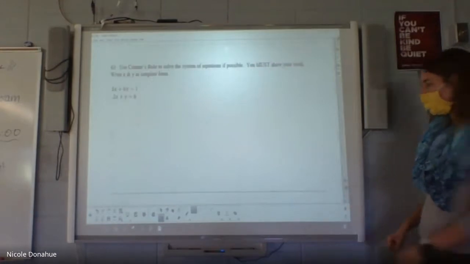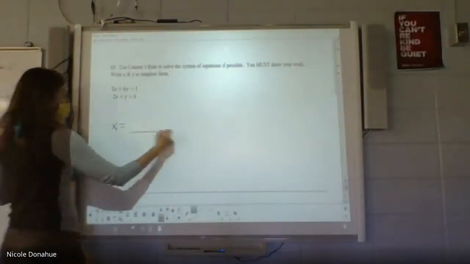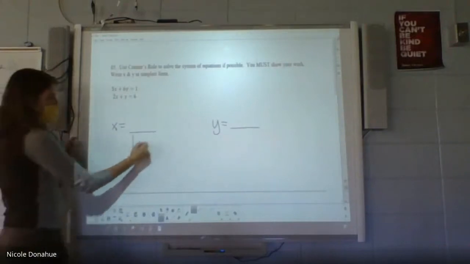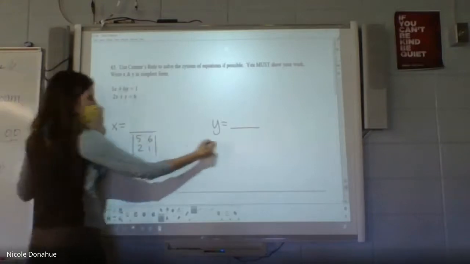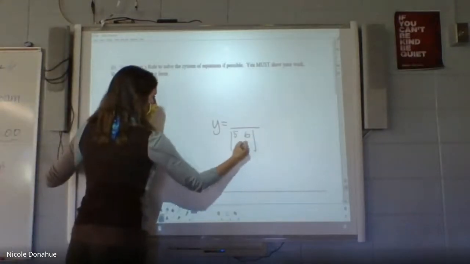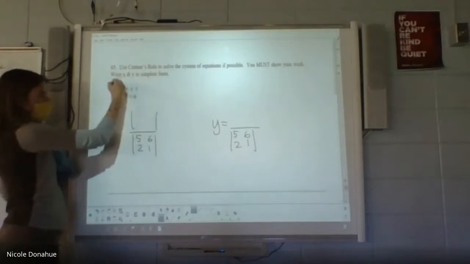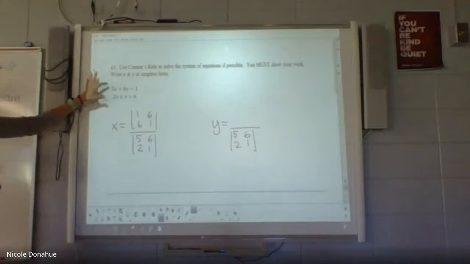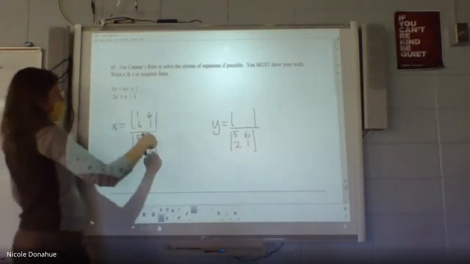All right, so Cramer's rule. Just a reminder, with Cramer's rule we set up the bottom of the matrix using just the coefficients as they are. So 5, 6, 2, 1. Then the top: the 1 and 6 replace the x column. And then the 1 and 6 go in place of the y.